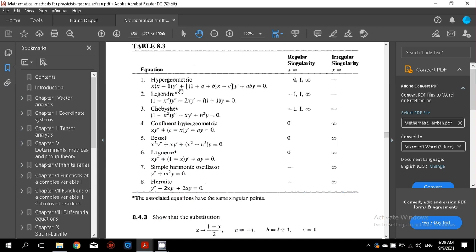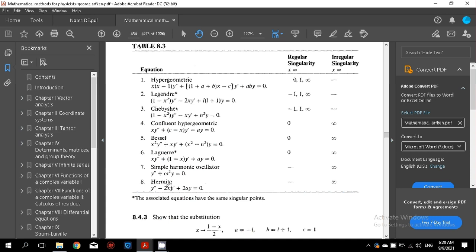So I would ask you to recognize these differential equations and their names. This is the hypergeometric equation, this is the Legendre differential equation, this is the Chebyshev differential equation, confluent hypergeometric, Bessel's differential equation, which I told you is the most common equation in physical problems. We will solve this equation using the Frobenius series method. And then we have Laguerre differential equation and the simple harmonic oscillator and the Hermite equation.